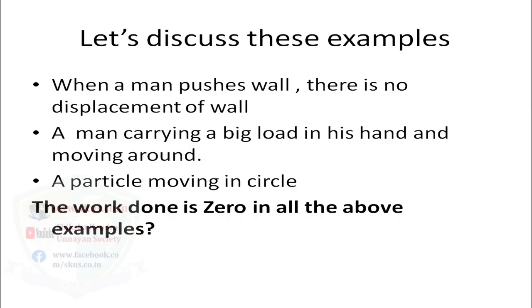Let's take up the second example in which a man is carrying a big load in his hand and moving around. Whether work is done, we again say that the work done is 0 in this case, and similar is the case for a particle moving in a circle. So, the work done is 0 in all the above examples, and to know why, we will talk about what actually work done is and what its definition is.